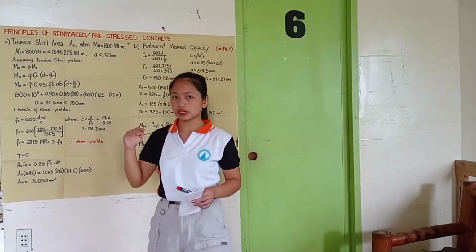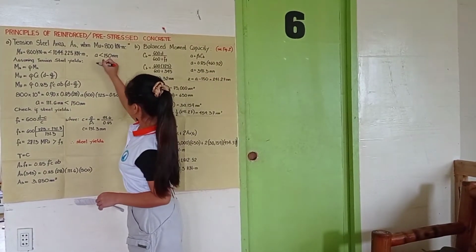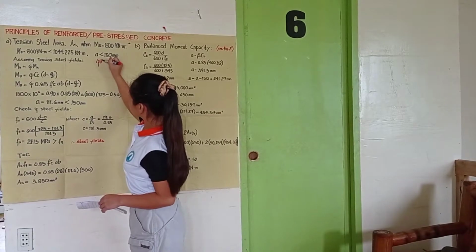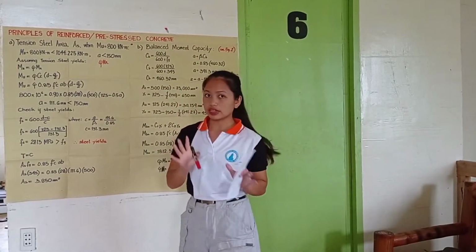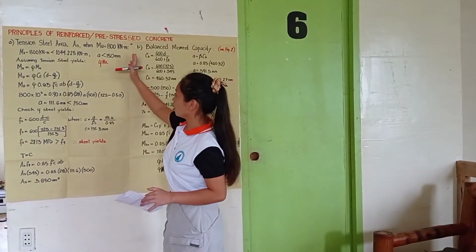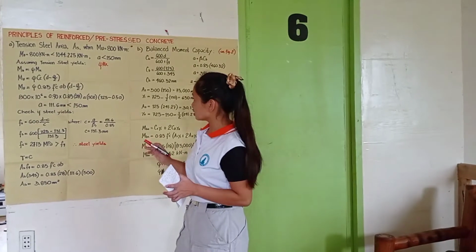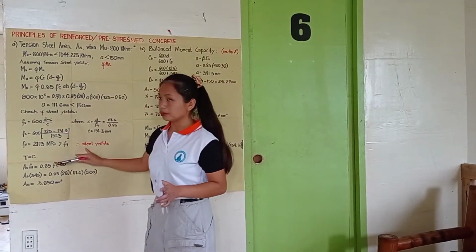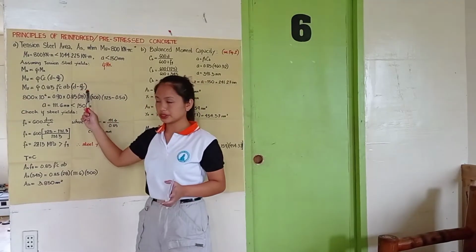1,044.225 kilonewton meters, based on our F prime of C, which is 28, times 10 raised to the power of 6, times this one that we have solved earlier. So that is when A is less than 150 millimeters. So in this problem, we have to assume that the tension steel yields.